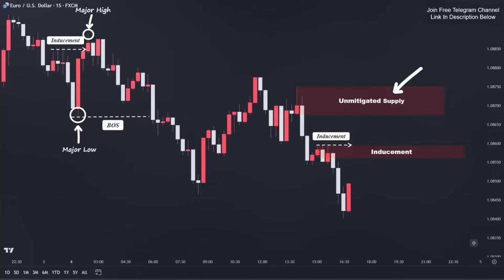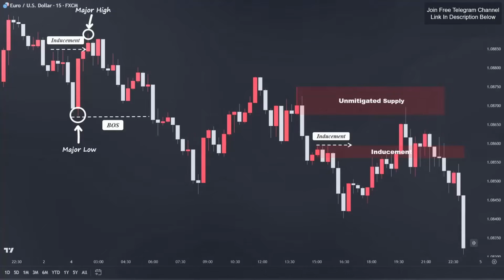Next, we simply wait for price to pull back into the supply zone. Let's see what happens. Price pushes up, sweeps liquidity, forms the inducement, and taps our higher probability supply zone. Once it mitigates the zone, price reverses sharply and creates a new break of structure.